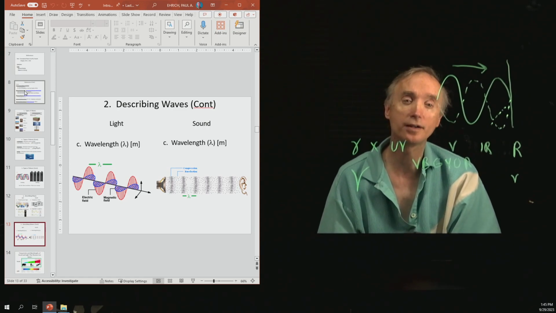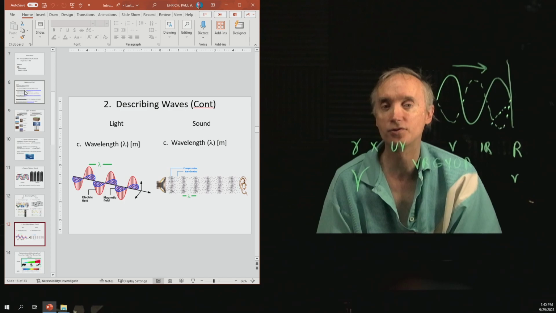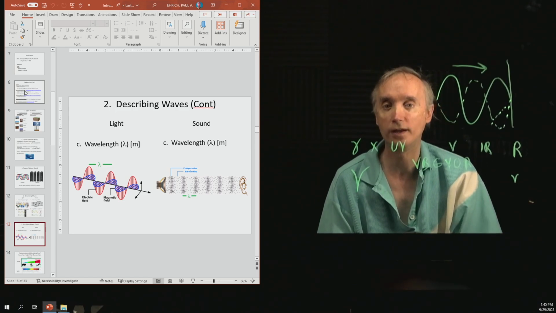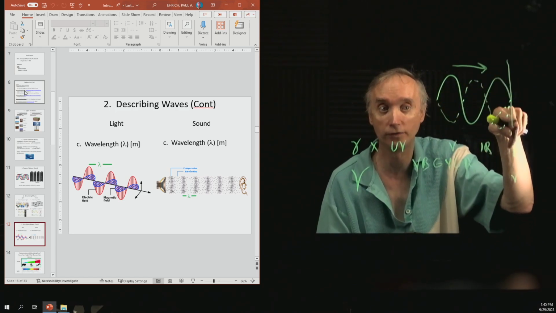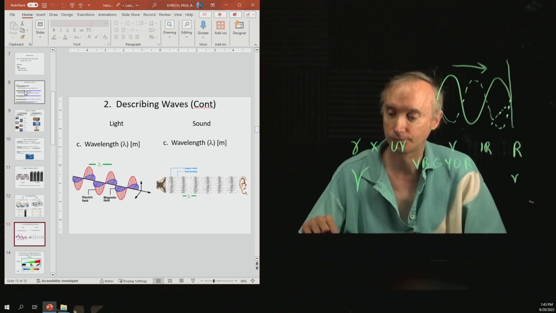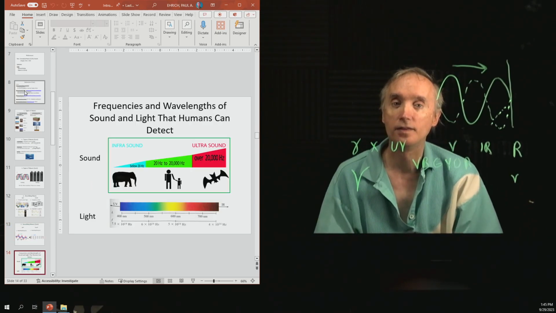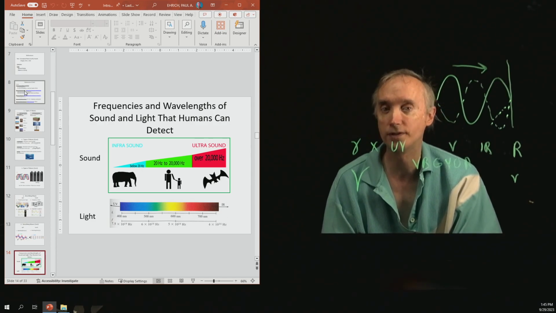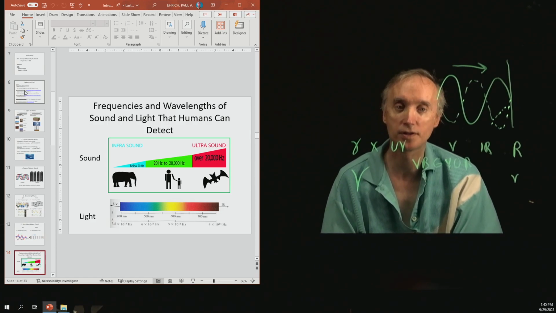I'm not going to ask you to measure the wavelength of a sound wave, but I could ask you to measure the wavelength of a transverse wave, like this. Then you should know the range of hearing of a human. Humans can detect frequencies from 20 hertz to 20,000 hertz. Make sure to know that for the exam.